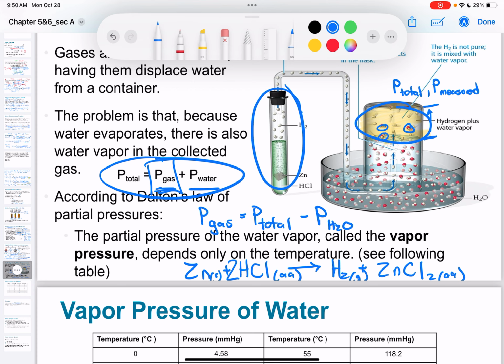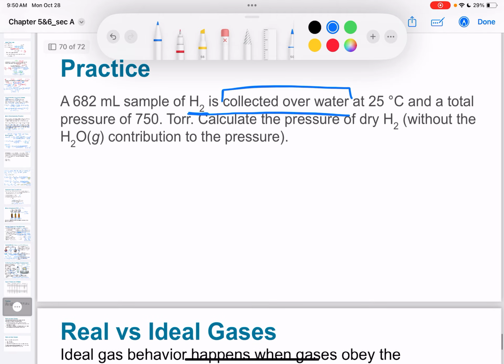How do I know that it was aqueous? Because all chlorides are soluble except for silver, mercury, thallium, and lead. So zinc chloride would be soluble according to the solubility rules. That was a fun little sidetrack.